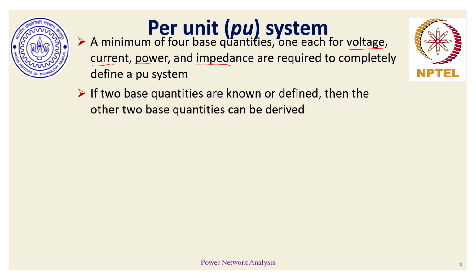Coincidentally, these bases are not independent. As we all understand and know, power is nothing but the product of voltage and current. Impedance is nothing but the ratio of voltage and current. So essentially, if we know any two of these base quantities, the remaining two base quantities can be easily derived. So the question now is, which of these 4 options, which is voltage, current, power, or impedance, which 2 should be considered as the base quantities?